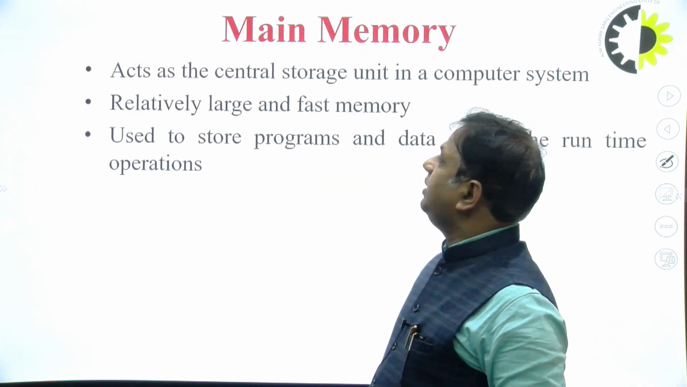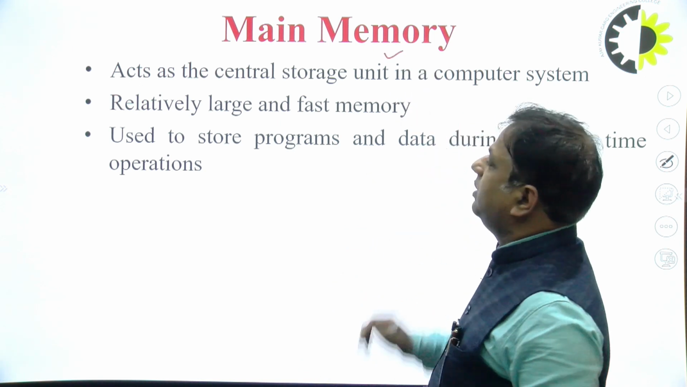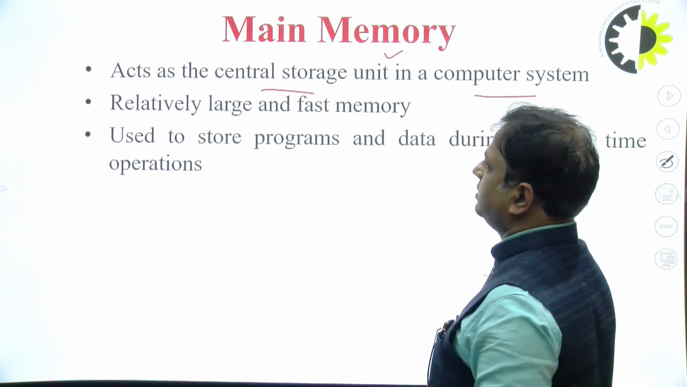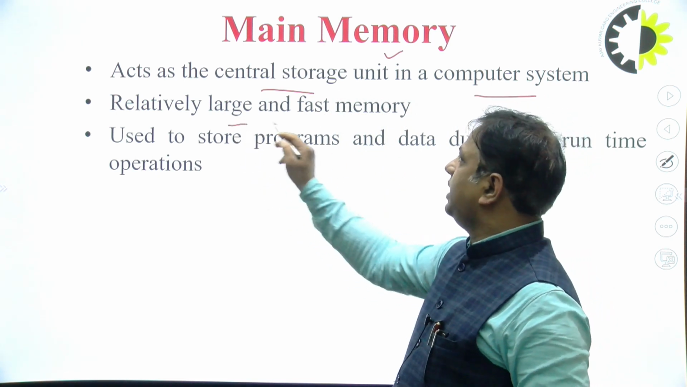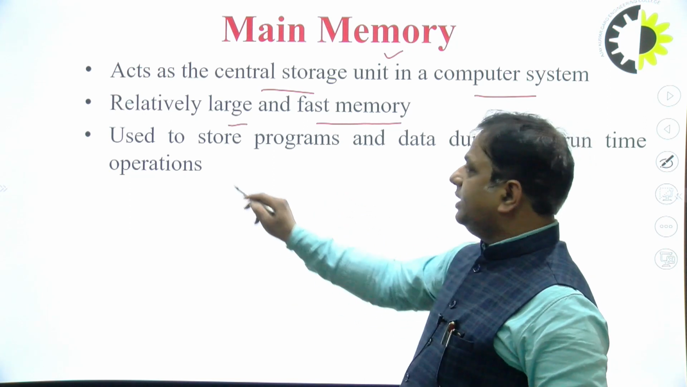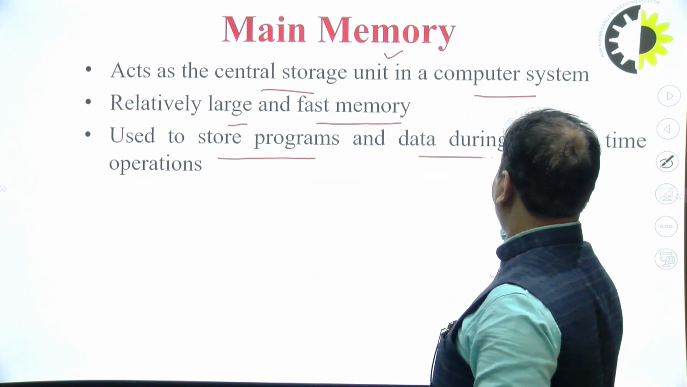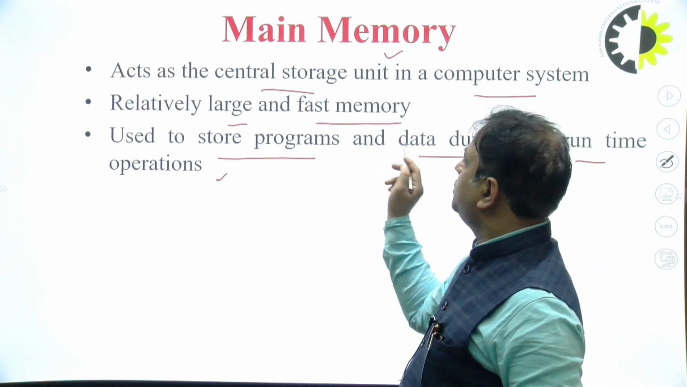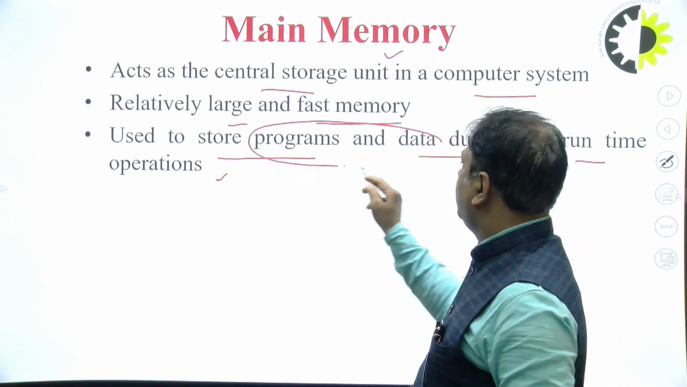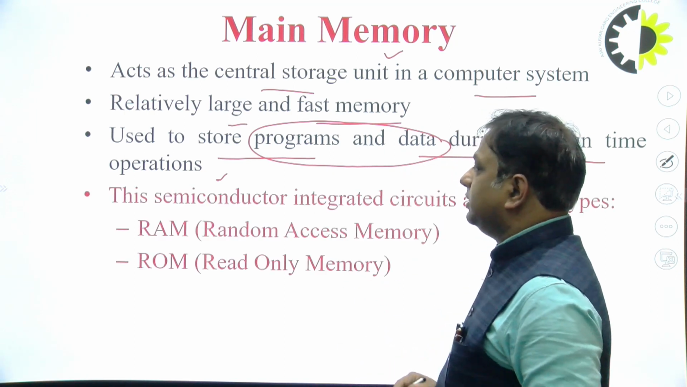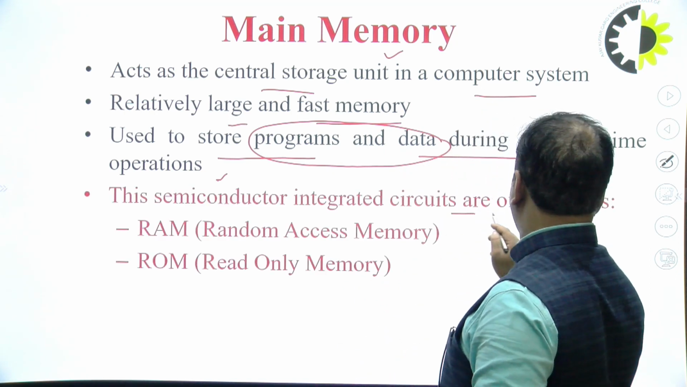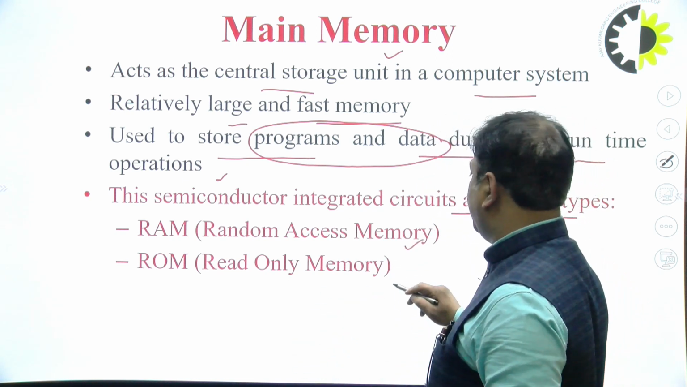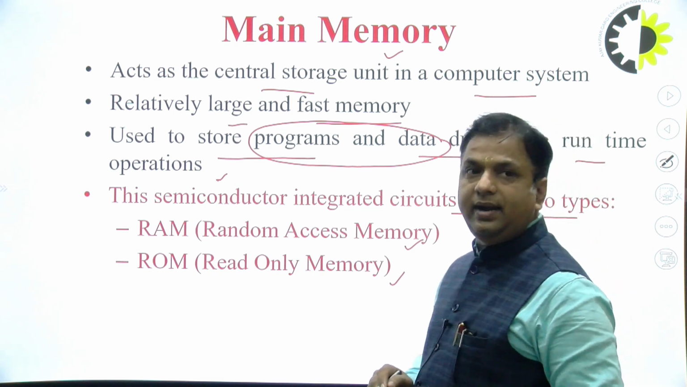First we have the main memory. It acts as the central storage unit in a computer system, and it is relatively large and fast memory. It is used to store programs and data during runtime operations, so it stores program and data both. These semiconductor integrated circuits are of two types, RAM and ROM. Main memory may be of two types, RAM and ROM.